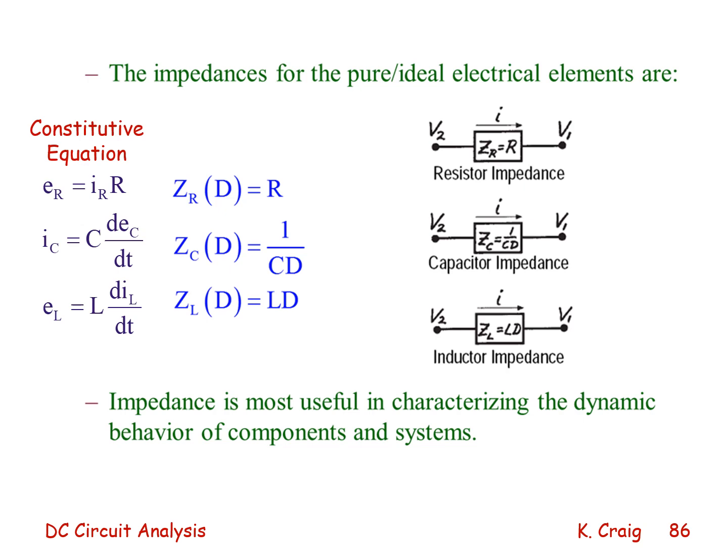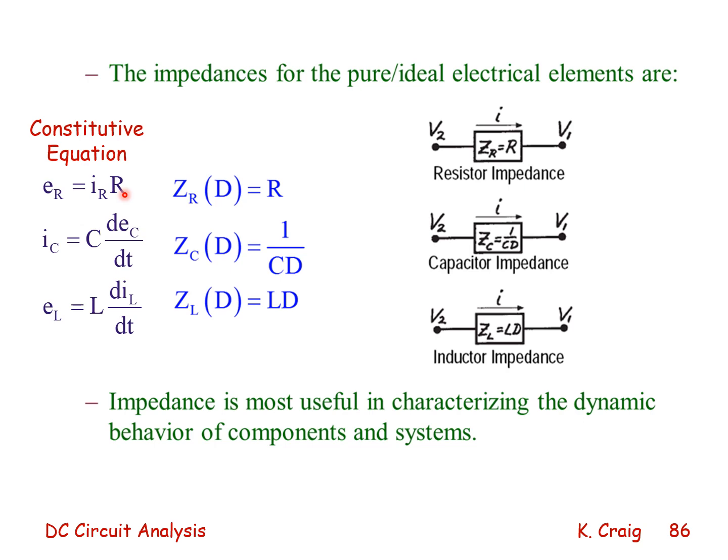So here are the impedances for pure, and by pure we mean only has the attribute for which it is named, ideal, meaning linear electrical elements. The constitutive equation for a resistor is given to us by Ohm's law. The voltage across the resistor is equal to the current through the resistor times the resistance.